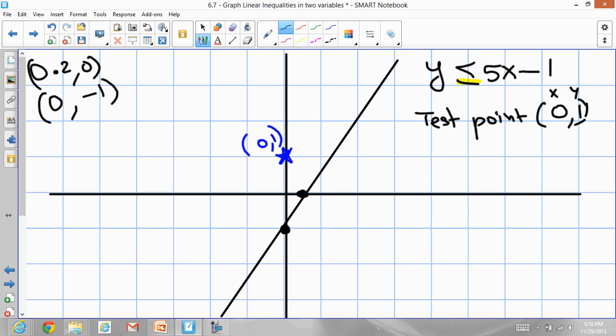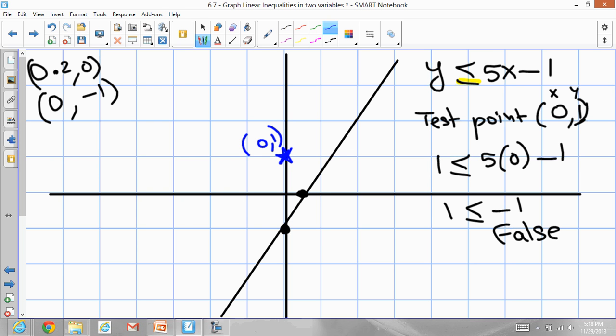So what I'm going to do is replace my X and Y. My Y in this case becomes a 1: 1 less than or equal to, and my X is 5 times 0 minus 1. So I'm going to get 1 less than or equal to 5 times 0, which is 0, and 0 minus 1 is negative 1. And now I'm thinking, is my 1 less than negative 1, or is my 1 equal to negative 1? And in this case, it is false. This is not true, so it is false. So in this case, this point does not work.